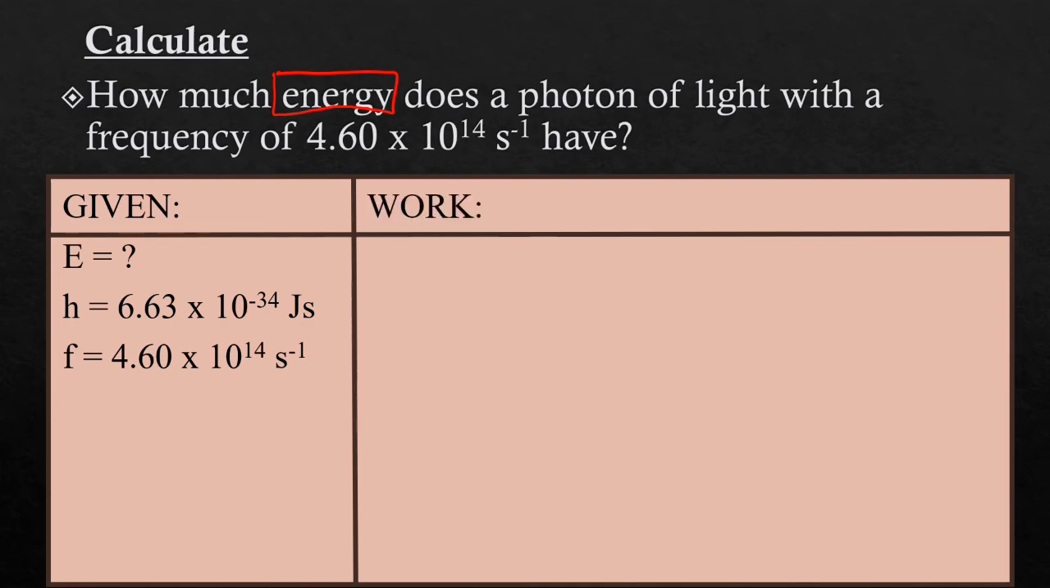Next up, I'm going to list out the equation. E equals H times F. Looky here, y'all. Energy is already isolated, so I don't need to rearrange my equation to isolate the variable I'm looking for. E is by itself. So now I plug in my numbers.